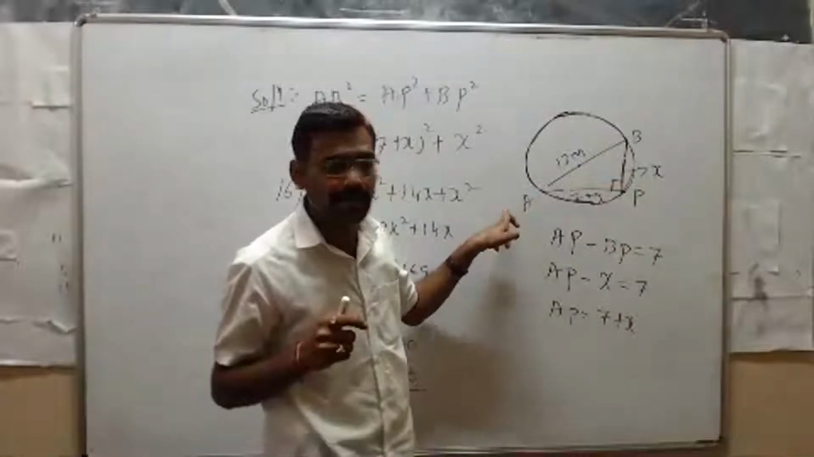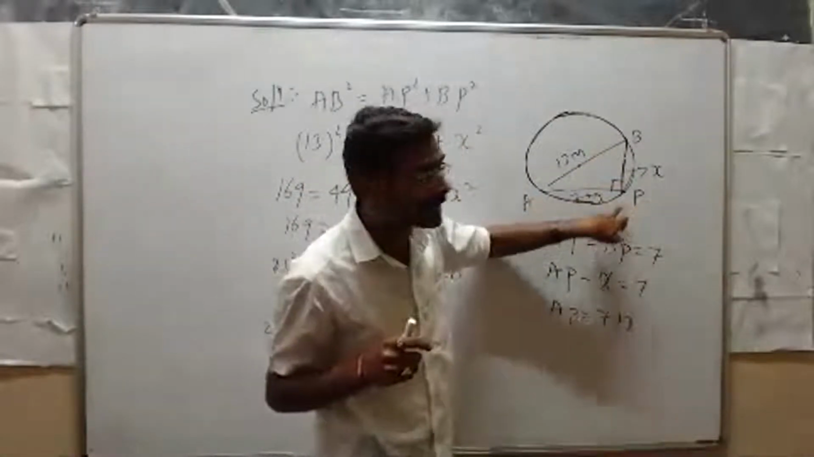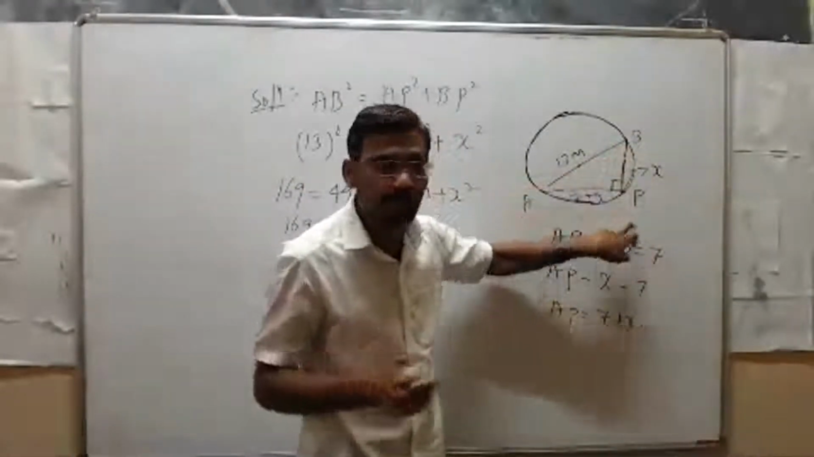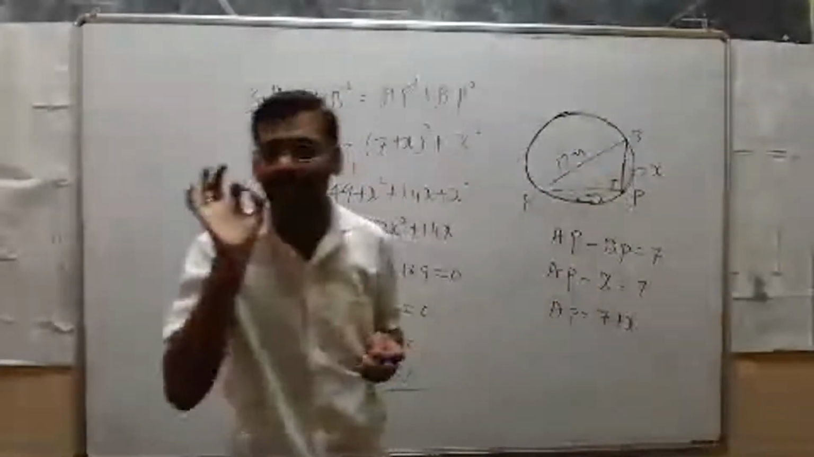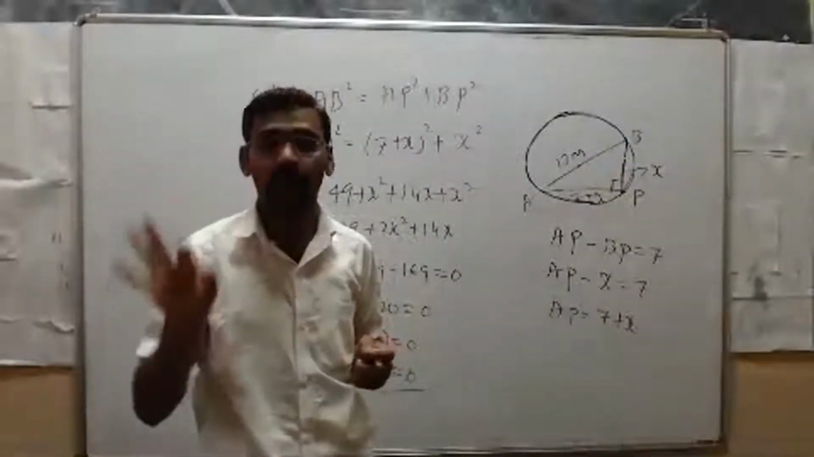One end point is A, the distance of AP. Then another end point B, the distance from B to P. The difference between both is how much? Only 7 meter.